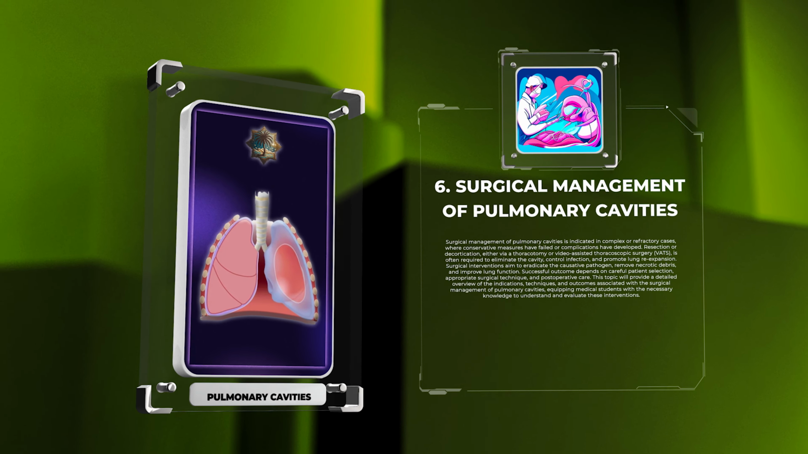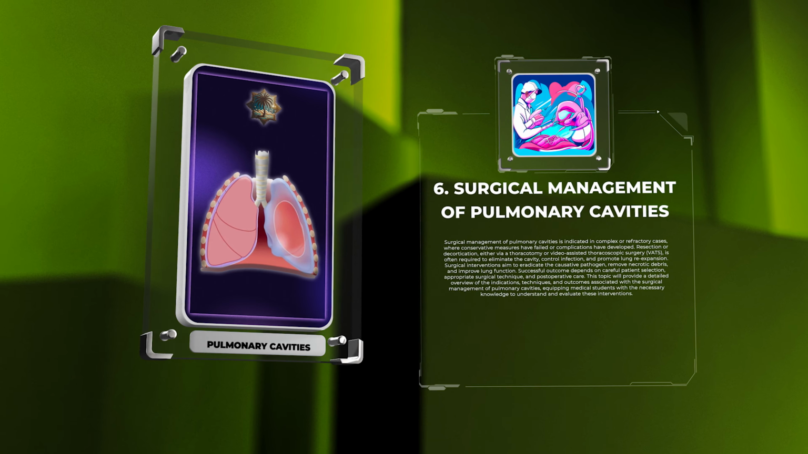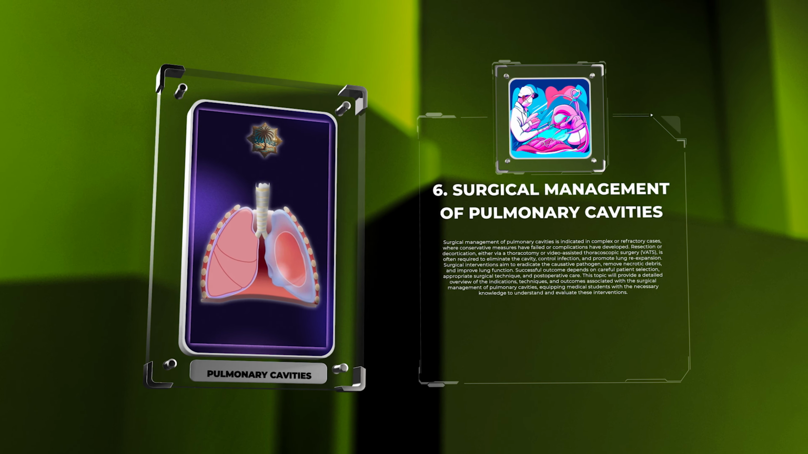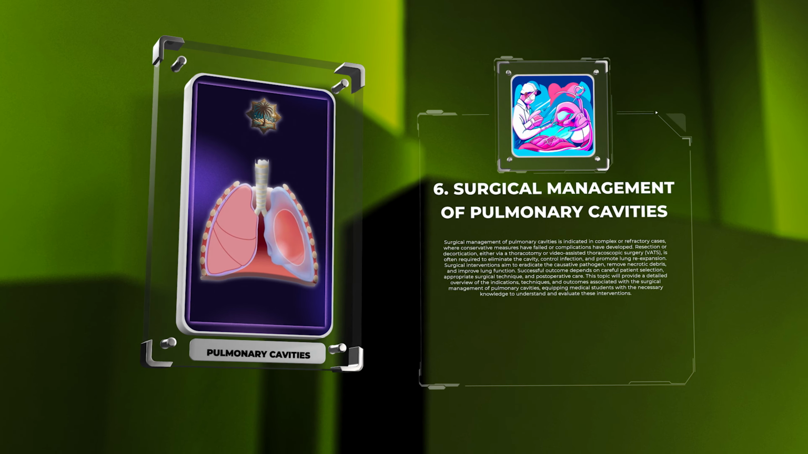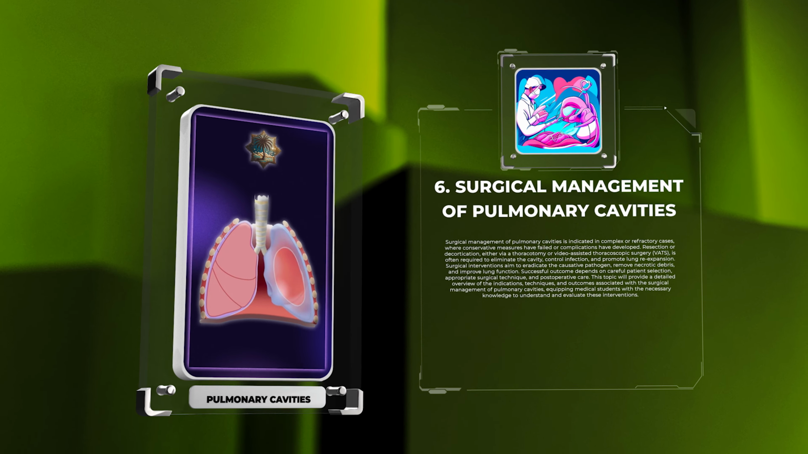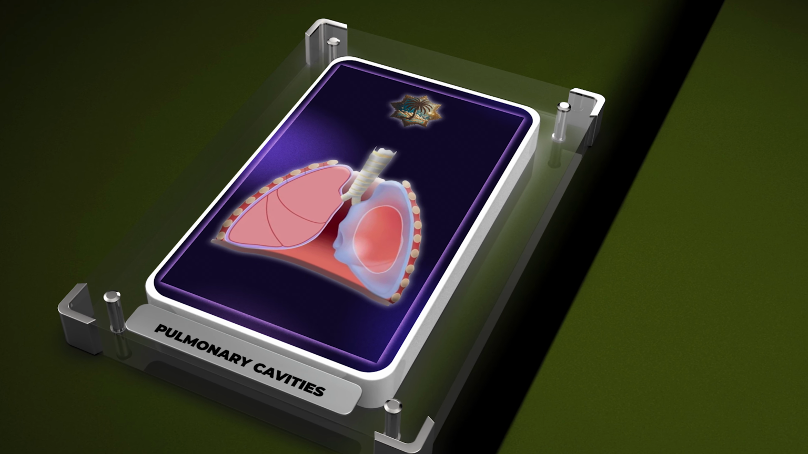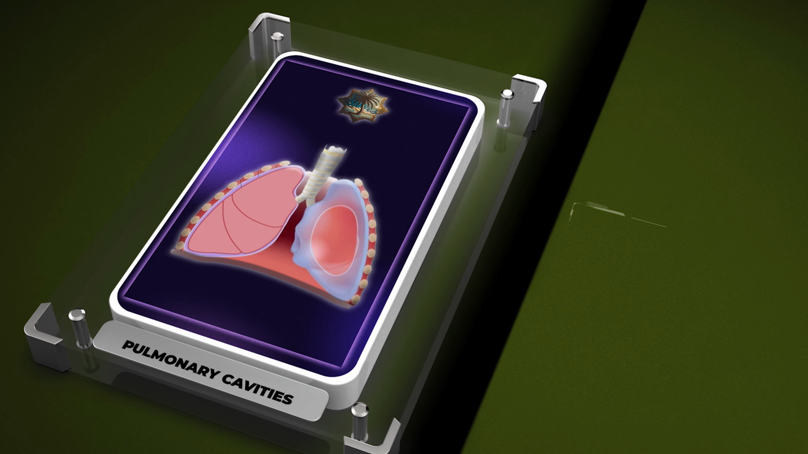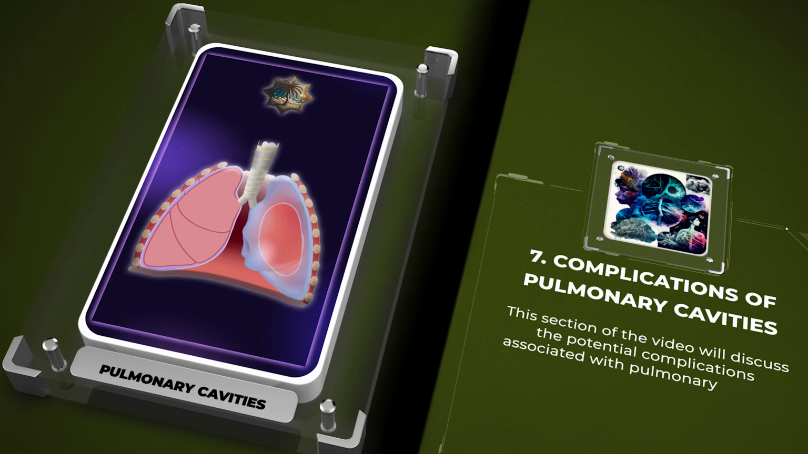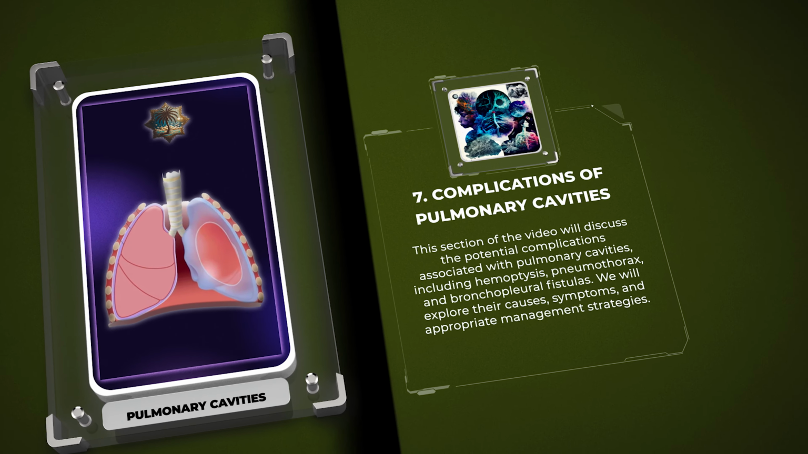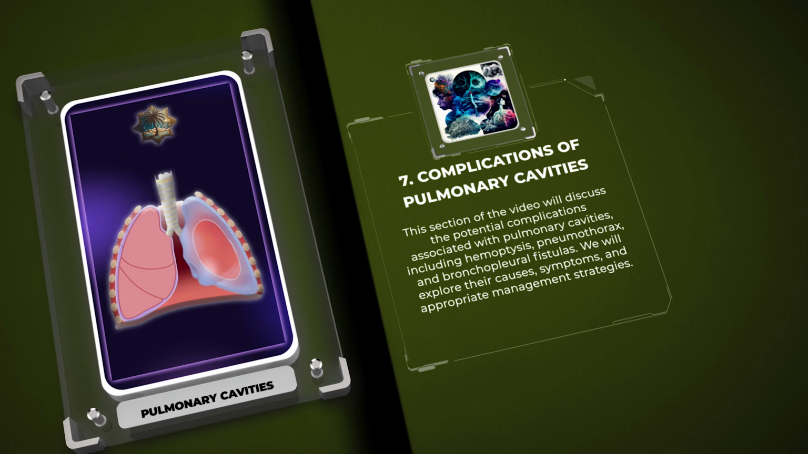This topic will provide a detailed overview of the indications, techniques, and outcomes associated with the surgical management of pulmonary cavities, equipping medical students with the necessary knowledge to understand and evaluate these interventions. This section of the video will discuss the potential complications associated with pulmonary cavities, including hemoptysis, pneumothorax, and bronchopleural fistulas. We will explore their causes, symptoms, and appropriate management strategies.